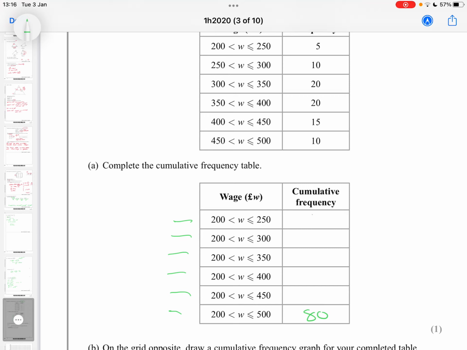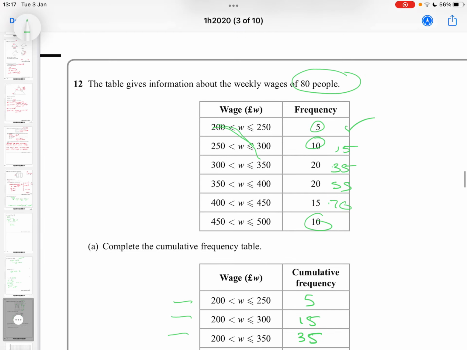So the first one, there's only 5 people, which is here. So the second one wants to know from 200 all the way to 300. So you're going to add these two together. So that's going to be 15. Then it wants to know from 200 all the way to 350. So you're going to add 15, add the 20. So that's going to be 35, and so on. So the next one, 35 add 20 is 55. And then 200 to 450, you're going to add that 15 on, so it's 70. And then finally add the 10 and 80. So you know you've done that right, it should add up to 80, how many people you have.